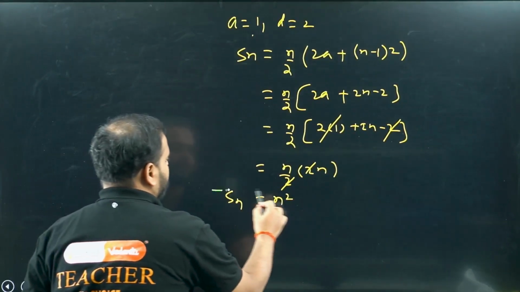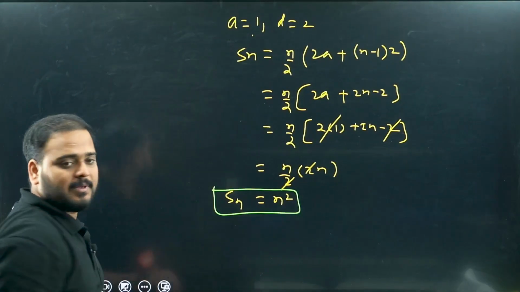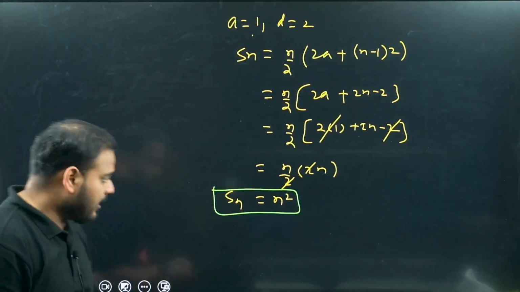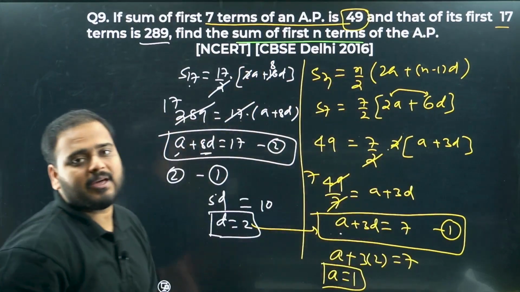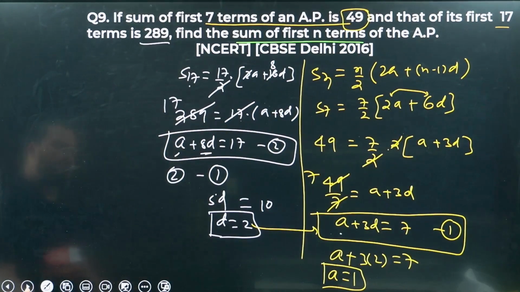Over here, have a look. Sn equals n square is my answer. Whatever we are looking for, the sum of first n terms, that is coming as n square. Simple enough, right? Yes.